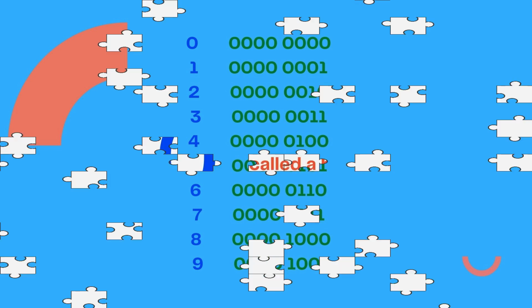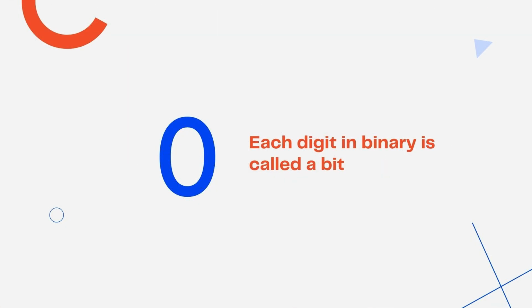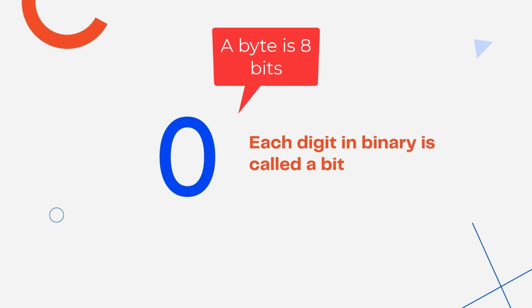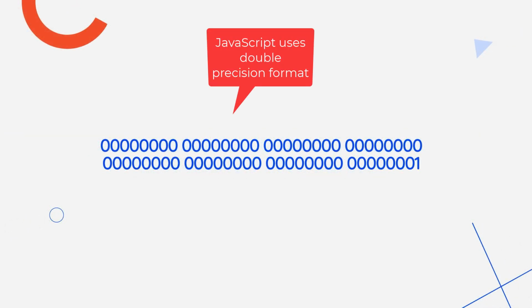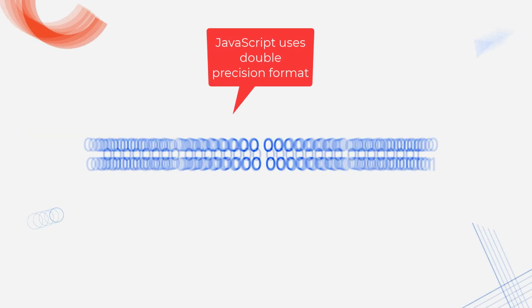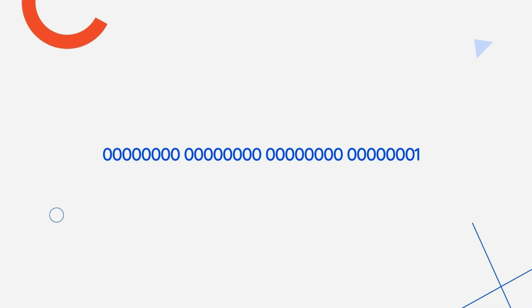So each digit in binary is called a bit. In computing, a byte is 8 bits. Numbers in JavaScript are stored as 64 bits. The number 1 from the base 10 number system, represented as 64 bits, is now shown on the screen. As a side note, that example is not the following because in JavaScript we use what's called the double precision format. As 32-bit, this would be represented as so.